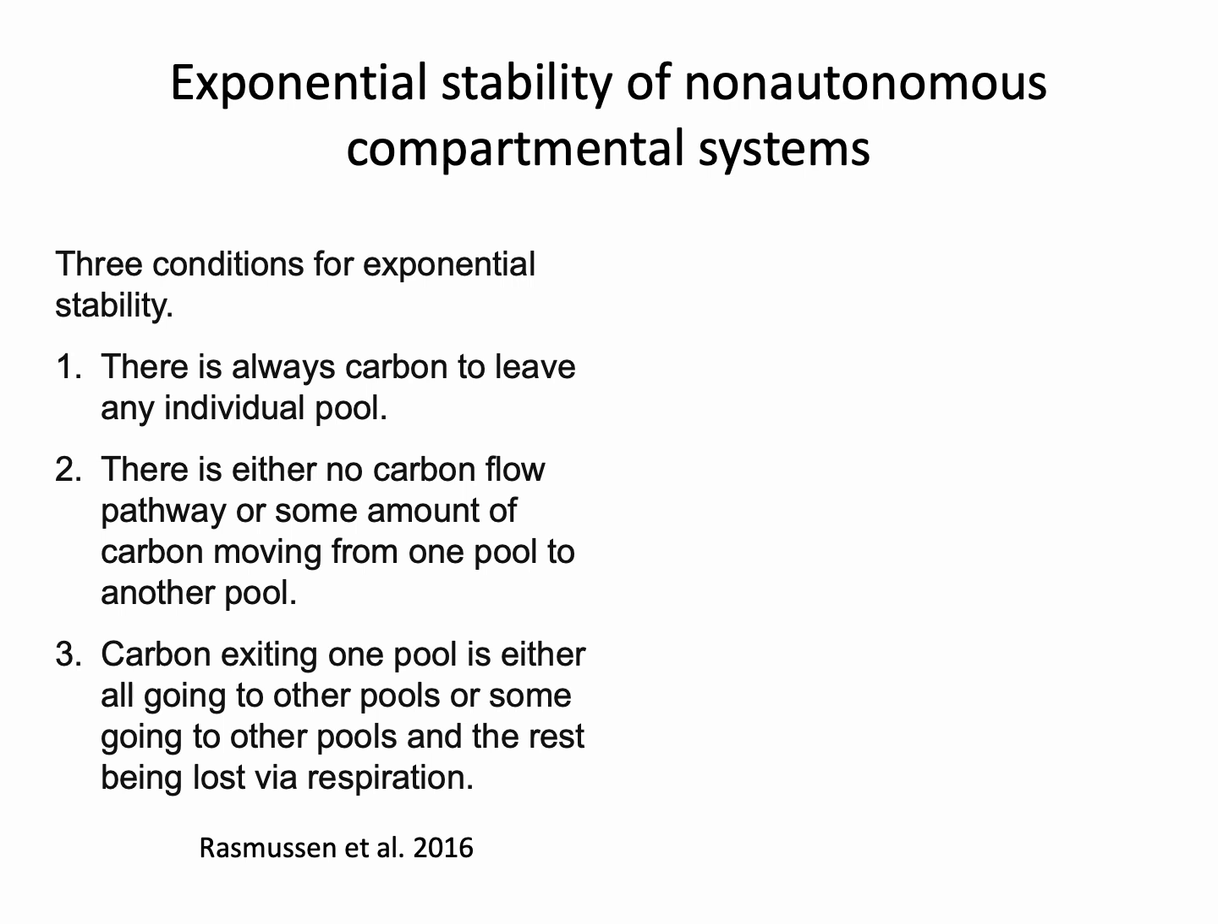The first one is that there is always carbon to leave any individual pool. Second, there is either no carbon flow pathway or some amount of carbon moving from one pool to another pool. Third, carbon existing in one pool either all goes to other pools, or some goes to other pools and the rest is lost by respiration.